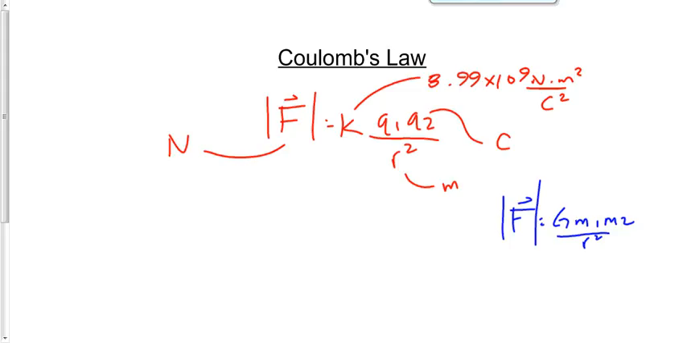They're clearly similar in their structure. They're both what we call inverse square relationships, because the force is inversely related to the square of the distance. It's both a constant times something. What's different? Well, one uses masses, one uses charges. One is a constant called K, one is a constant called G.